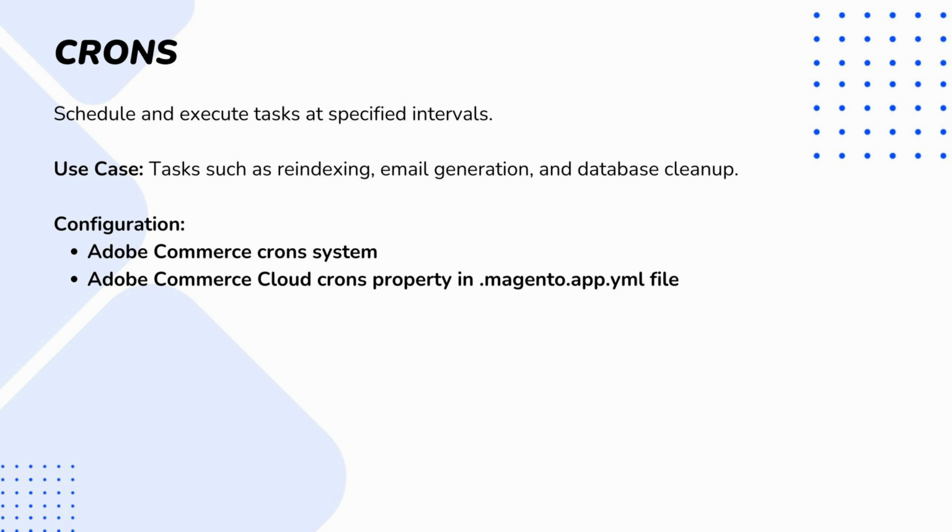So there is the Adobe Commerce Cron system. In the application itself, you have a pretty advanced system for managing Crons. And there is another option in Adobe Commerce Cloud. There is a Crons property in the magento app YAML file. You can also use it to create new Crons, to configure some Cron jobs, but actually I prefer to firstly consider using the Adobe Commerce Cron system because there are Cron groups, there are some specific configurations, there are some plugins in form of modules to actually extend the Cron system.